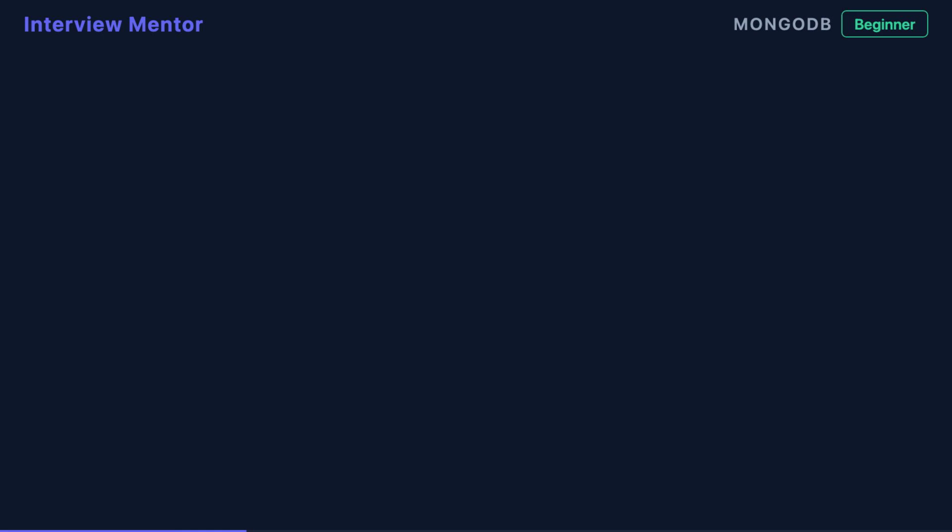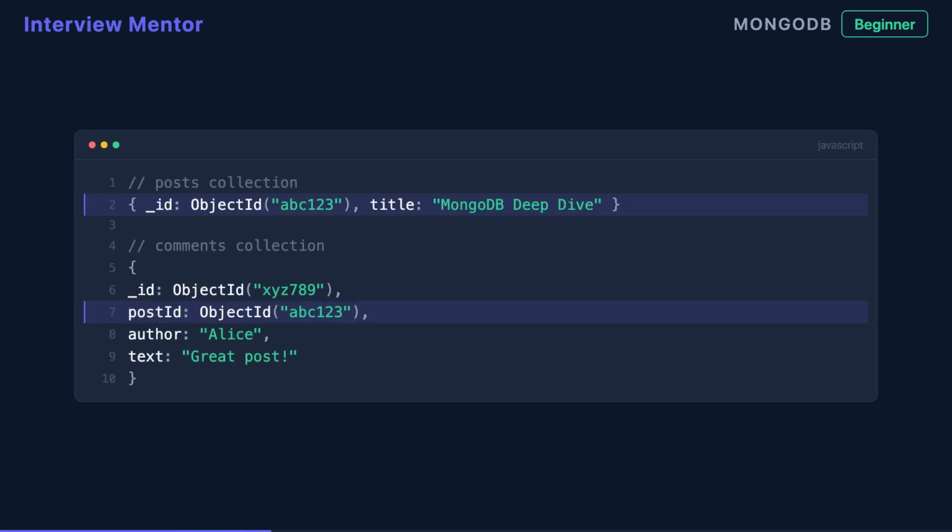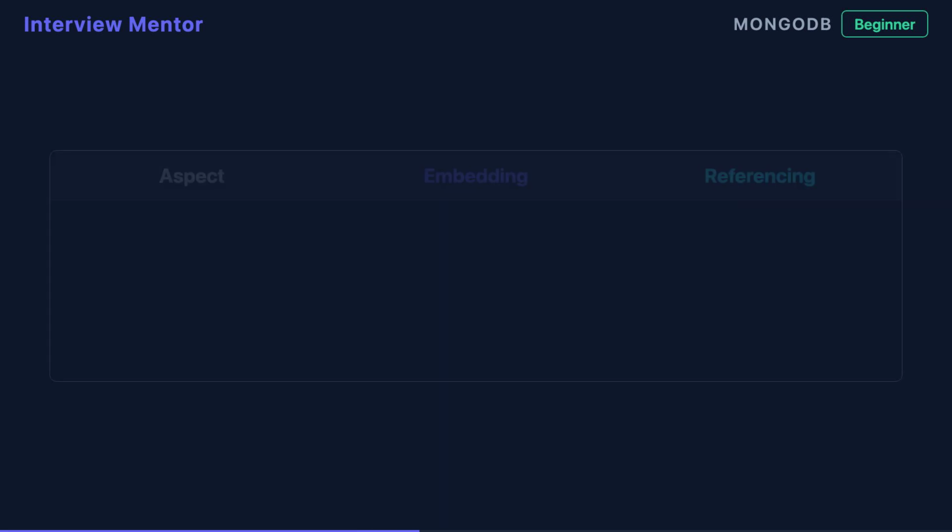No joins required. Referencing stores related data in a separate collection and links documents using an ObjectId or another key. Think of it like a foreign key in SQL. When you need the related data, you run a second query or use an aggregation lookup to join the two collections. Here's the key trade-off.